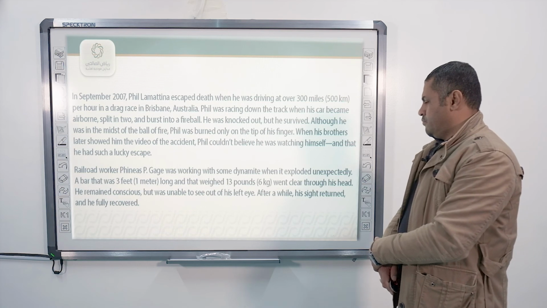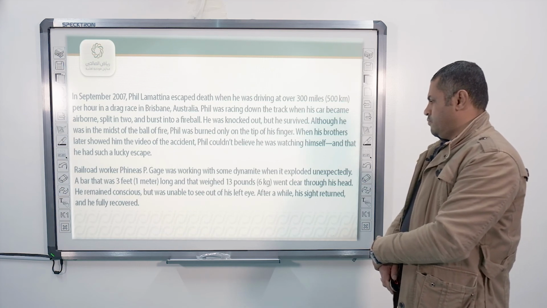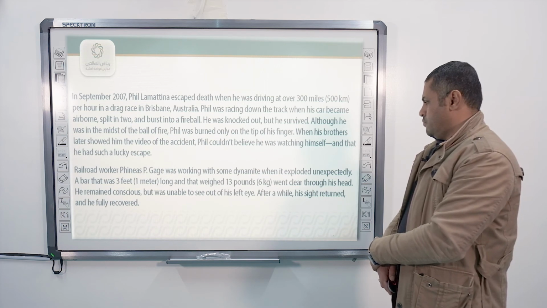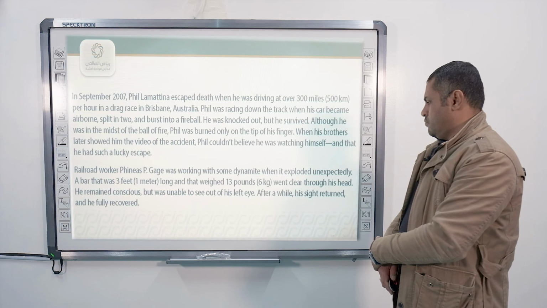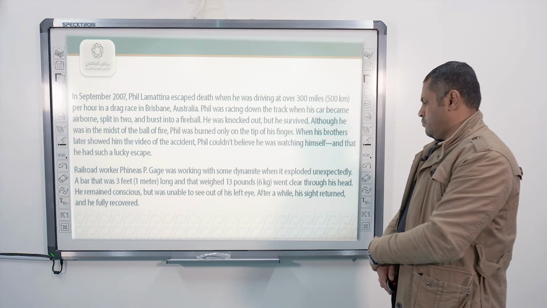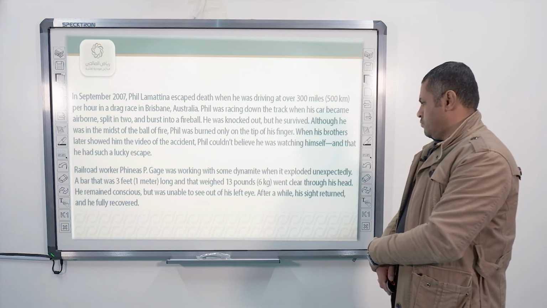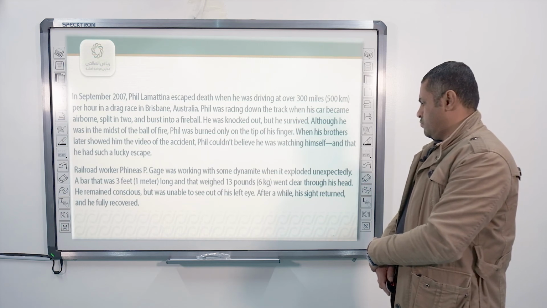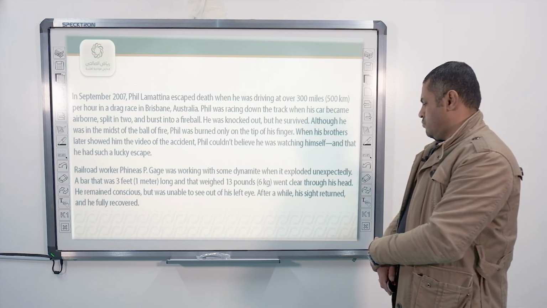Railroad worker Phineas P. Gage was working with some dynamite when it exploded unexpectedly. A bar that was 3 feet, 1 meter long and that weighed 13 pounds, 6 kilograms, went clear through his head. He remained conscious, but was unable to see out of his left eye. After a while, his sight returned and he fully recovered.